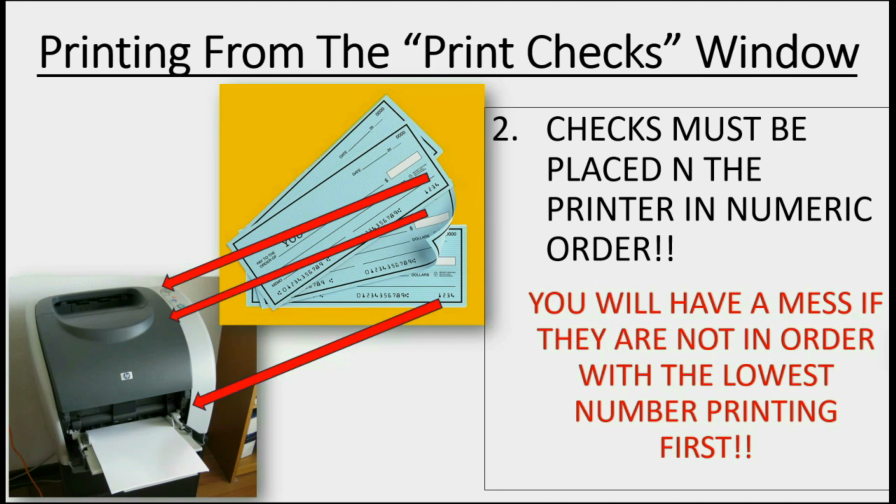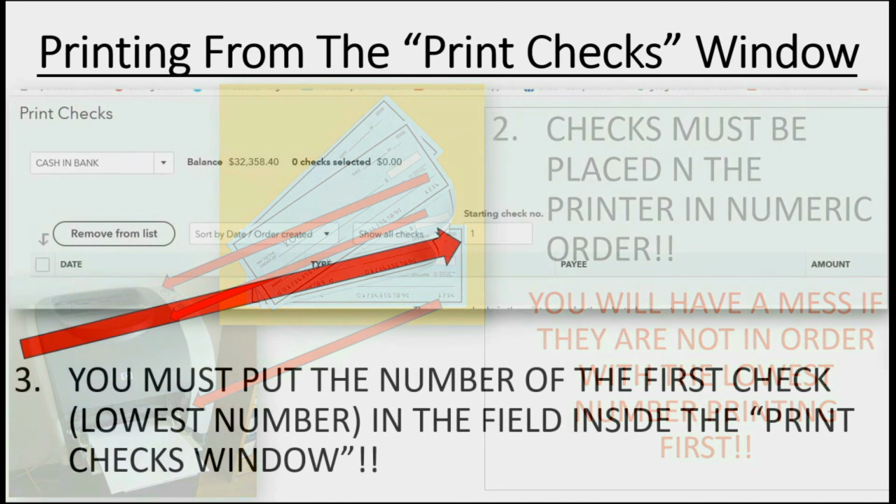If you do not put the checks in the printer in proper order, then QuickBooks Online will record a different number on the check inside QuickBooks from that very same check that's physically printed out in the real world, and you will have a bloody mess.